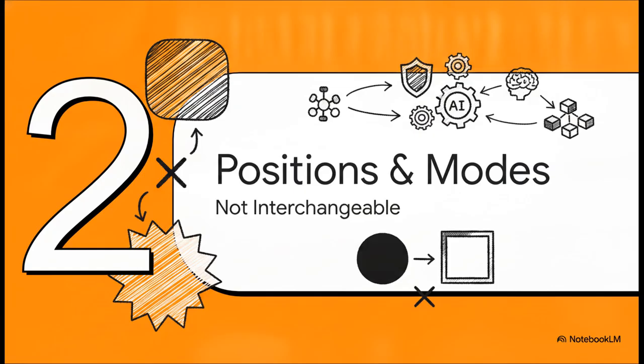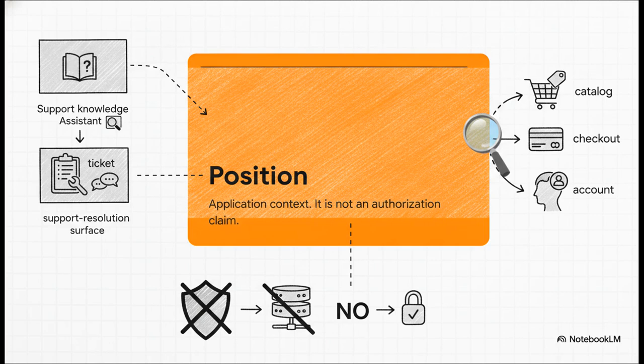Section 2. Defining positions and modes. Distinct, not interchangeable. Let's start with position. What exactly is it? Basically, a position is your application context. So in a support knowledge assistant, the position knowledge literally just means the user is reading help content. The position ticket means they're actively working in a support resolution surface.